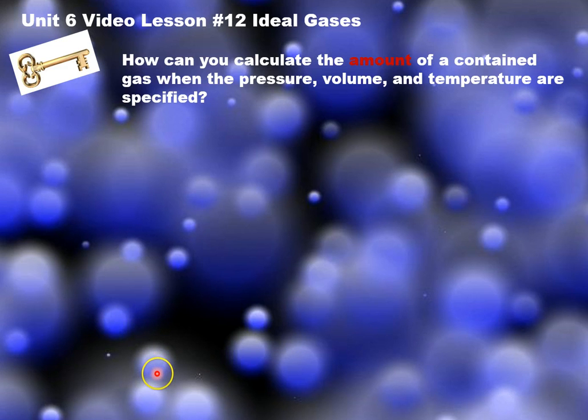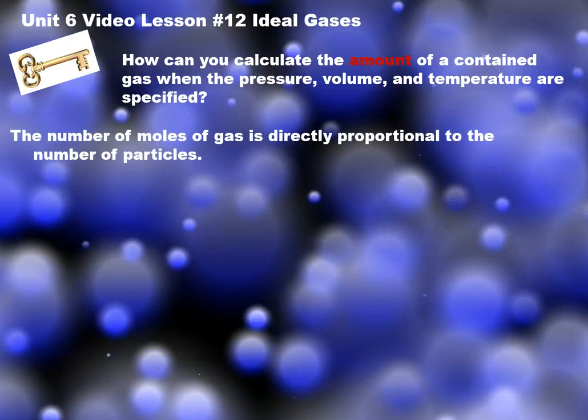How can you calculate the amount of a contained gas when the pressure, volume, and temperature are specified? Because in the previous combined gas law, we really only looked at the pressure, volume, and temperature, and the amount was always constant. But you can have conditions in which you can change the amount of a gas. So that's what we're going to focus on.